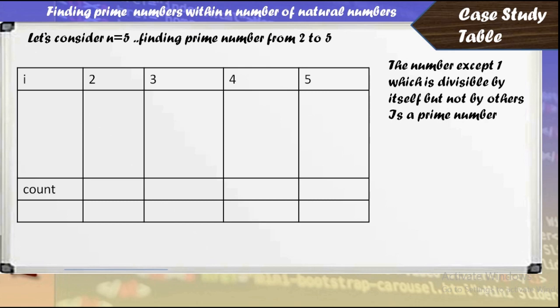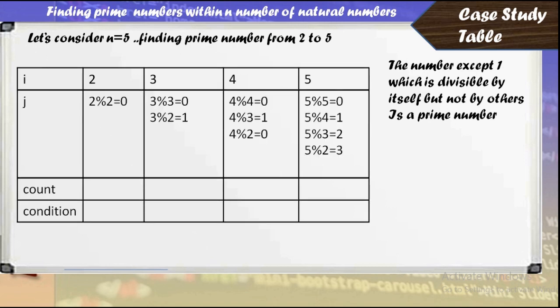The first row is for the values of input variable i, which is the number of natural numbers. Here it is 2, 3, 4, 5. The second row is for the values of variable j, which is used to check whether the number is divisible by itself and by the numbers less than it and greater than 1. For example, the value of j for i equals 4 will be 4, 3, 2.